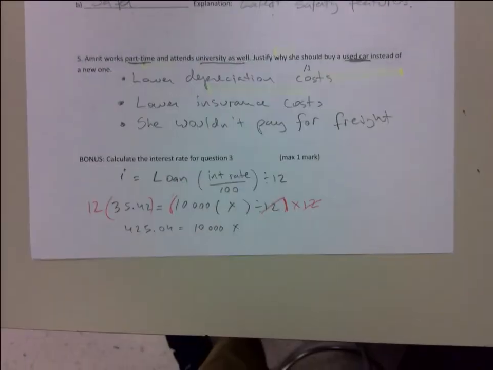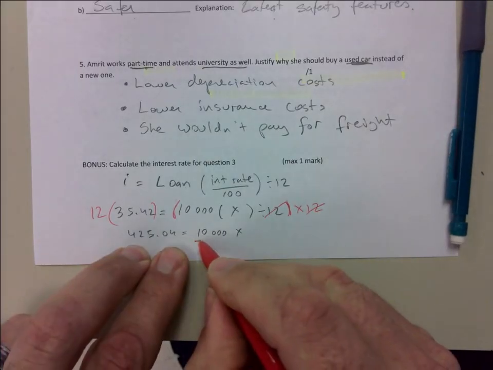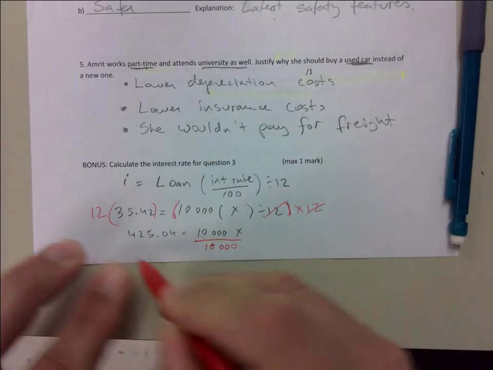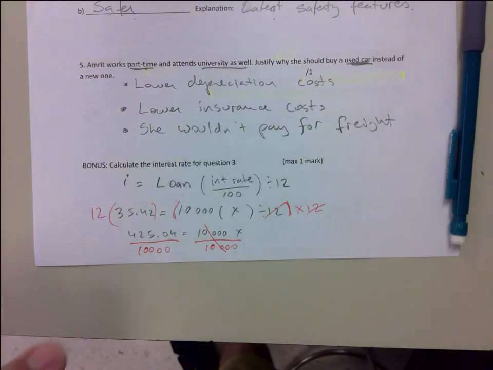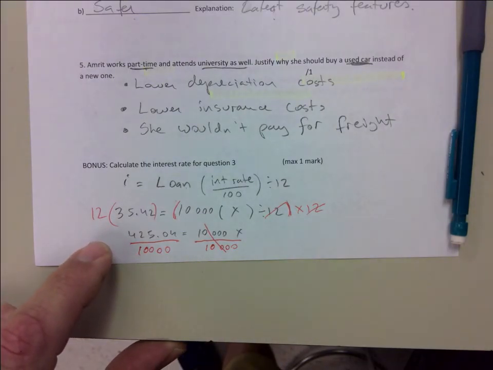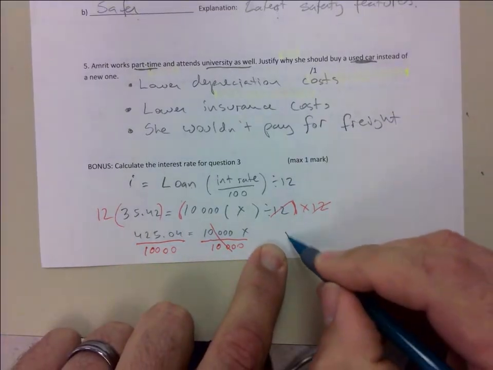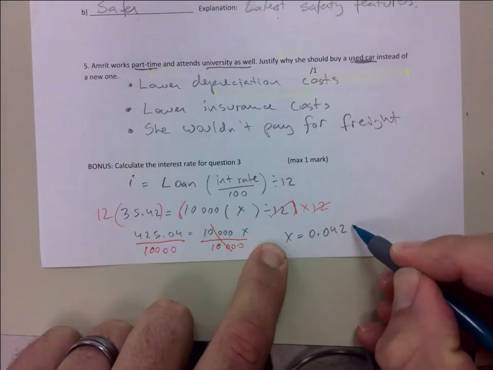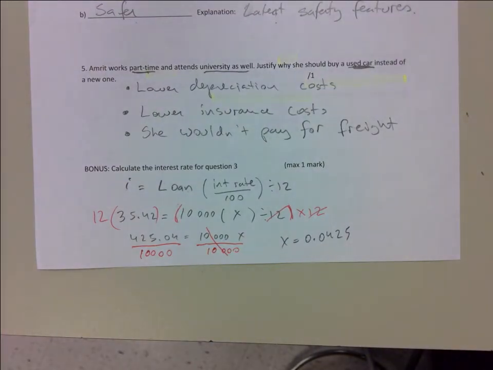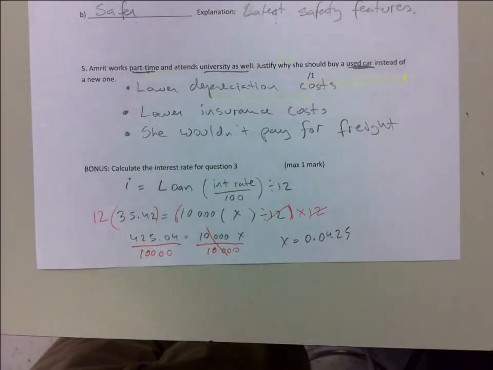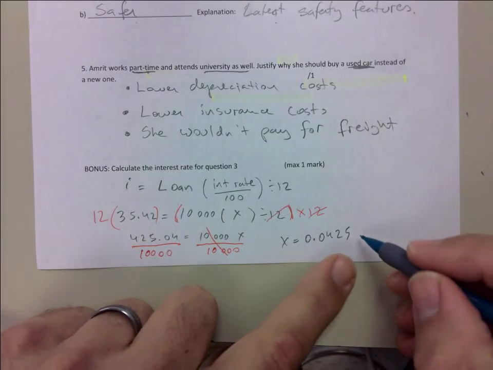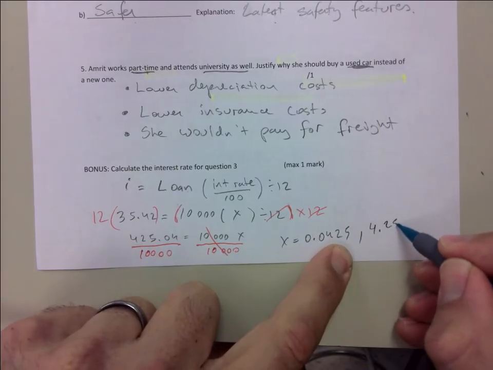Algebra, what? Divided by 10,000. That cancels out that. So you go 425 divided by 10,000, and you get 0.0425. How's that an interest rate? What's with that? That's not a percentage, right? Just multiply that by 100 and you've got your interest rate. So you can say that that's the same thing as 4.25%.